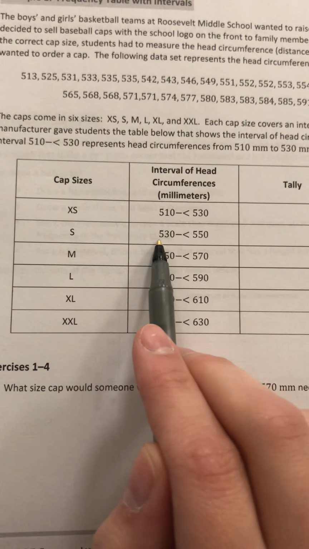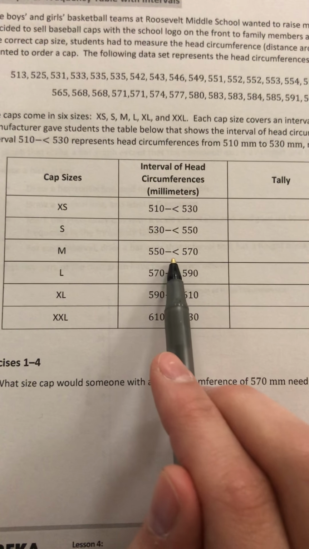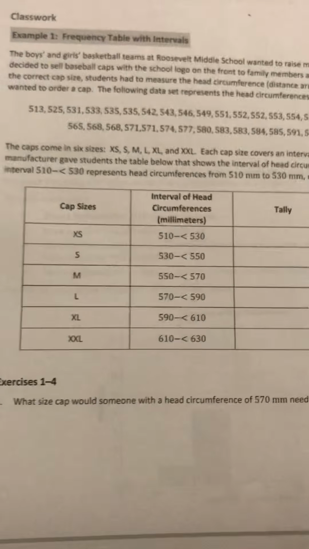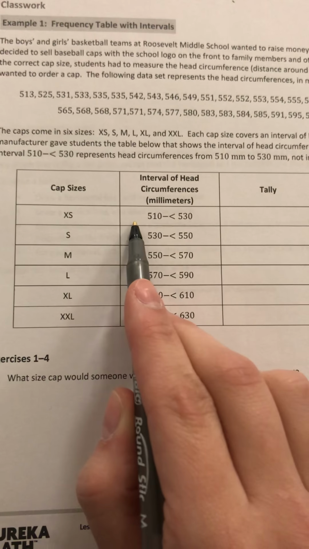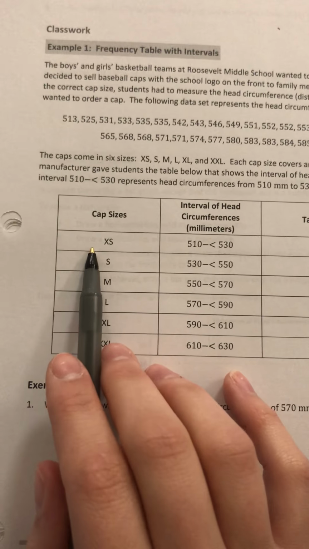The next one's like saying 530 through 549. 550 through 569. So you're not including whatever number is here. That's what's really important in this. It's through this amount, and I'm including every number there. So I'm going to give you an example.